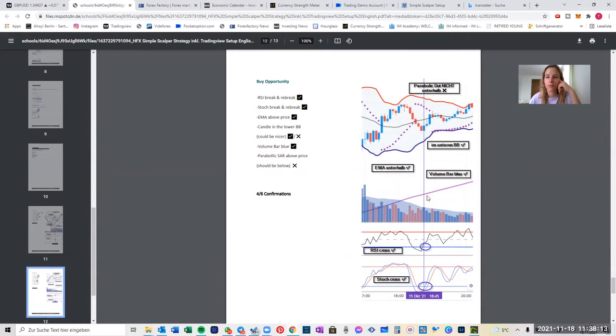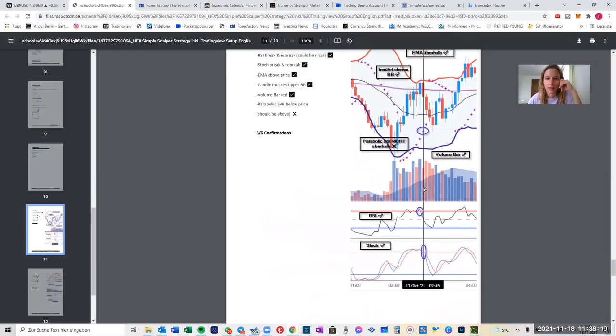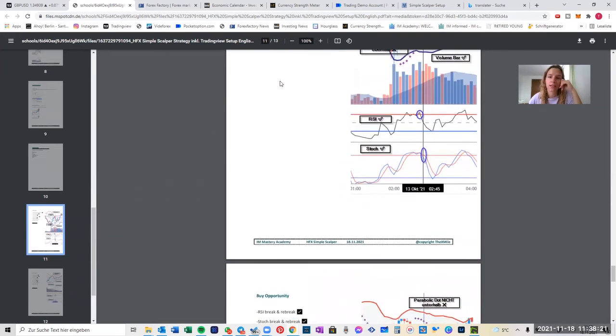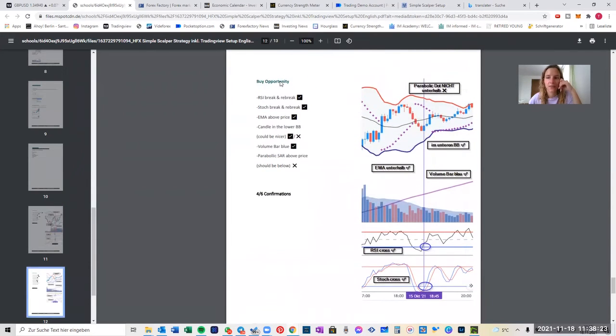EMA is above, below. Oh sorry, that's a translating issue. I have to correct that, it's below, sure. Candle in the lower Bollinger Band, you see here, it could be nicer because it's not touching it. Volume bar is blue, parabolic SAR is also not right, but that's no problem. You have 4 of 6, that would be a trade we can enter.